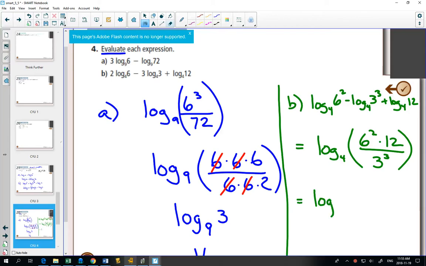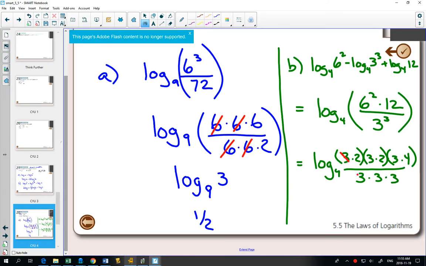And again, I'd break up these numbers. 3 cubed is 3 times 3 times 3. 6 is 3 times 2, so would you agree that 6 squared would be 3 times 2 times 3 times 2, and 12 is 3 times 4? Can I put those in brackets so you can see this is 6, this was 6, this was the 12? Does anything simplify?